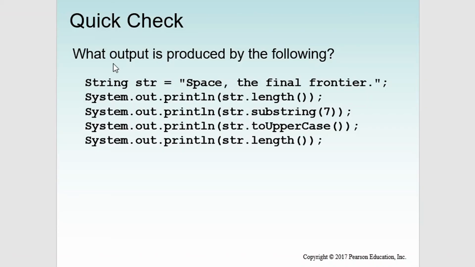Alright, so back to the lecture. Let's finish the string section. So here's a quick check. What output is produced by the following? They have a string variable and they're setting it to "space the final frontier". They're grabbing the length, they're grabbing the substring, they're saying toUpperCase, and they're grabbing the length again.